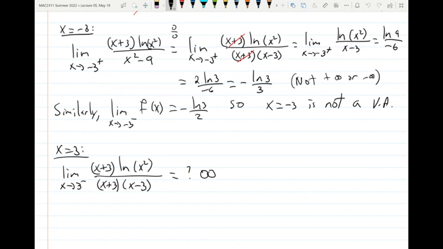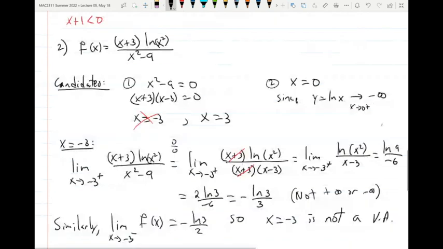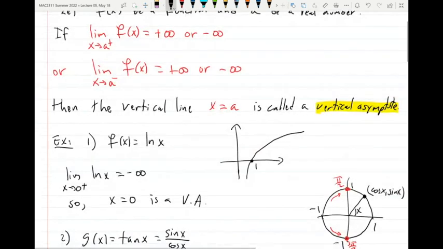Let's see, what's the sign of the top? So this goes to 6, right? And this one goes to ln of 9. We know 6 is positive. What about ln of 9? Is it positive or negative? Positive. Remember, think about the graph of ln. Notice how many times I've used the graph of ln. This is the graph of ln. It hits 0 at 1, and after 1 it's a positive function. Between 0 and 1 it's negative. So ln of 9 is somewhere in here, so it's positive.